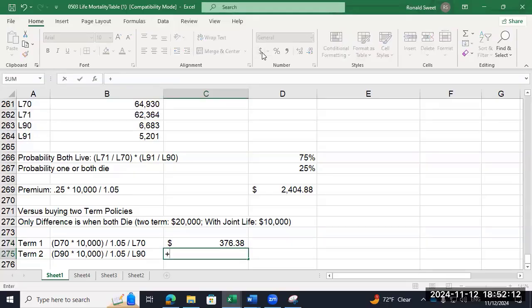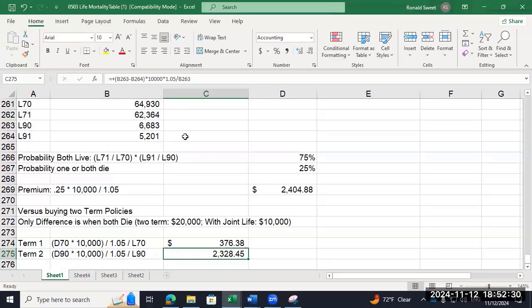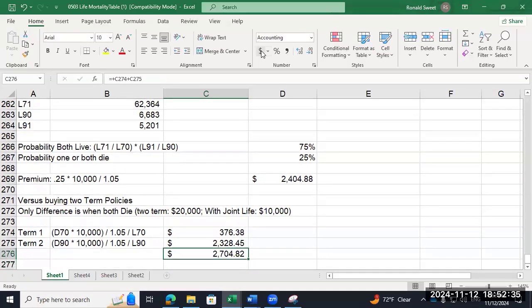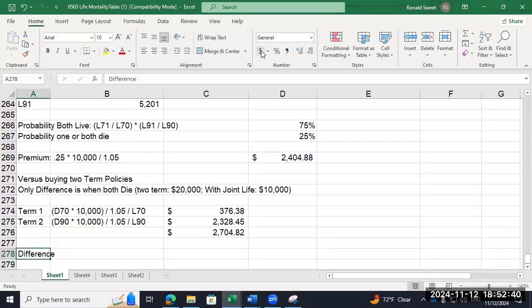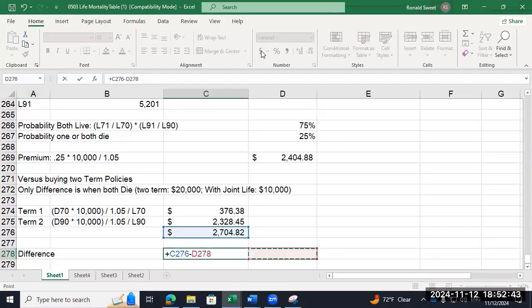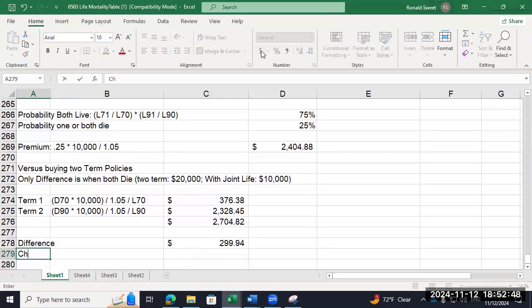And your premium for this one, it's going to be D90, that's L90 minus L91. That's your D90 times $10,000 divided by 1.05 divided by your L90. Here's your premium there. So your premium for two term policies is $2,704. What is the difference? The difference is the $2,700 minus the 2,404. Let's check the difference.